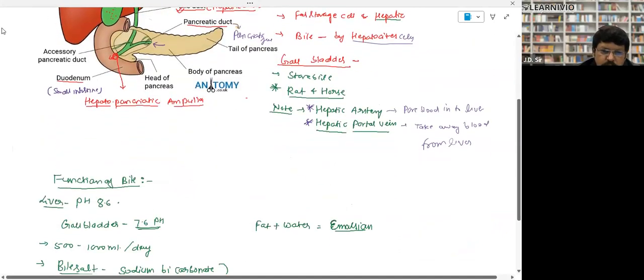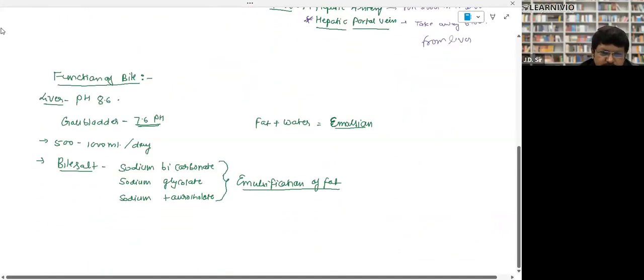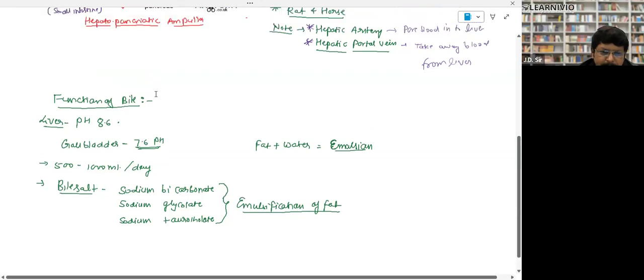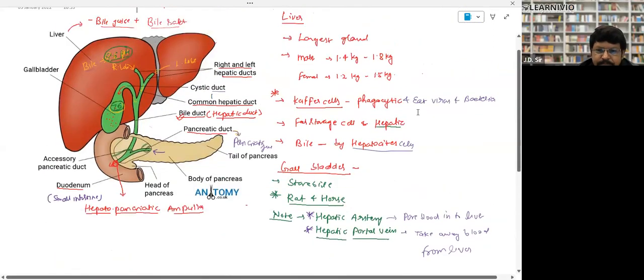Right. So this was all about the liver. Bile salt, don't do this one. In NCERT there is a very short mention given.